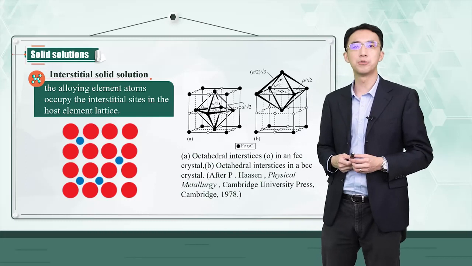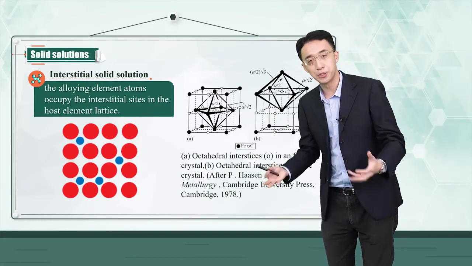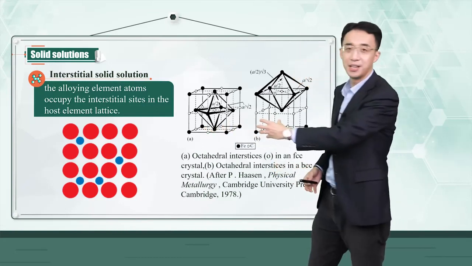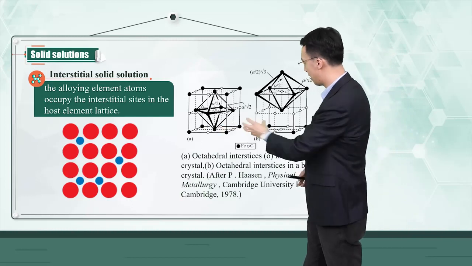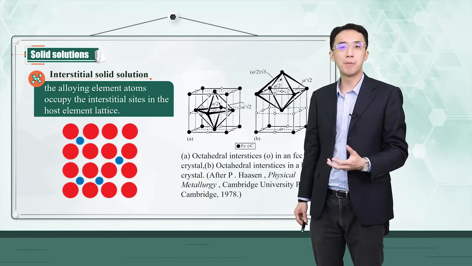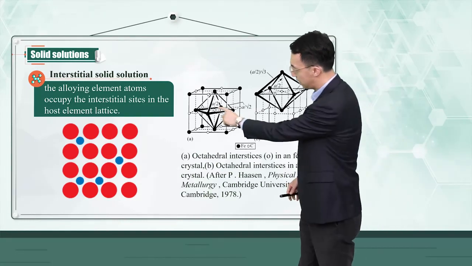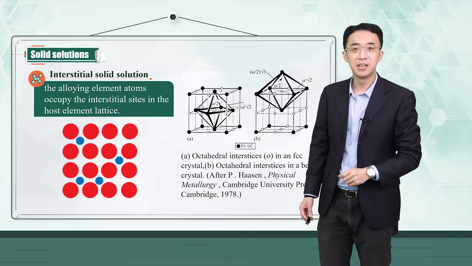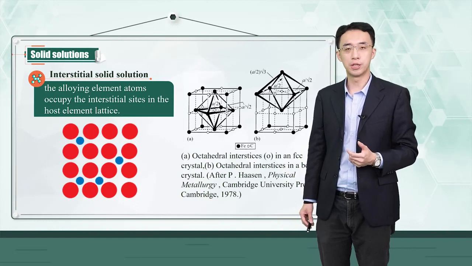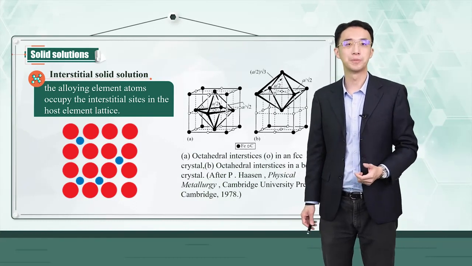Another type of solid solution is the so-called interstitial solid solution, where you have interstitial sites in your crystal structure. For example, you have octahedral interstitial sites in your BCC and FCC structures, and for certain combinations of atoms, smaller atoms may occupy these tiny interstitial sites in your crystal lattice. So that's called interstitial solid solution. Typical examples include iron carbon, iron nitrogen, and so on.